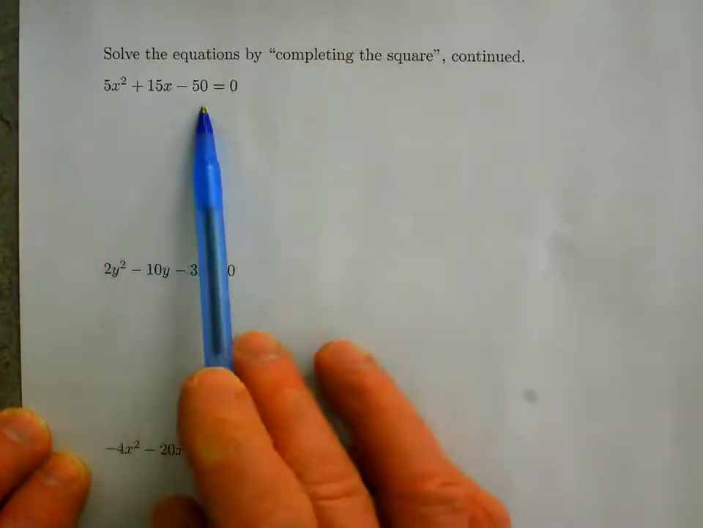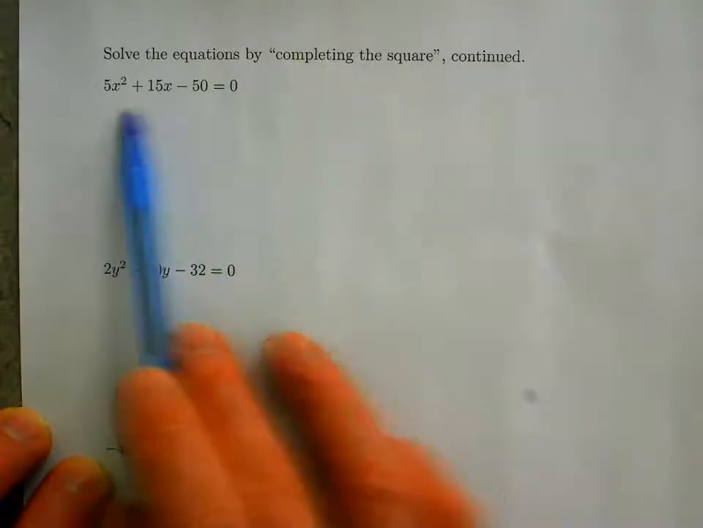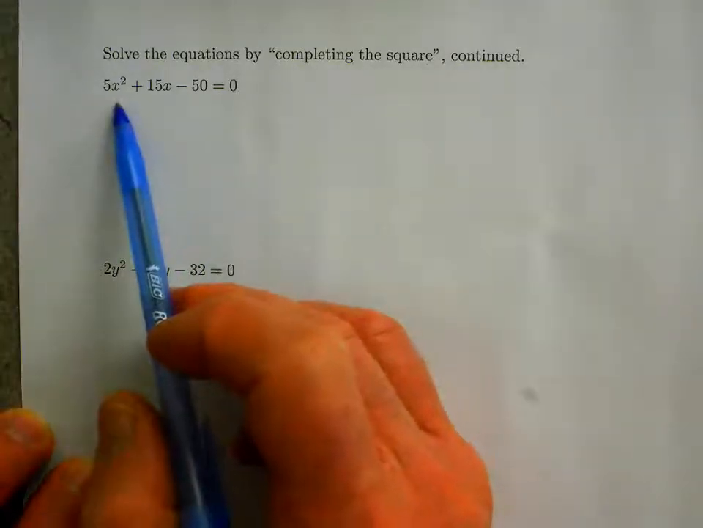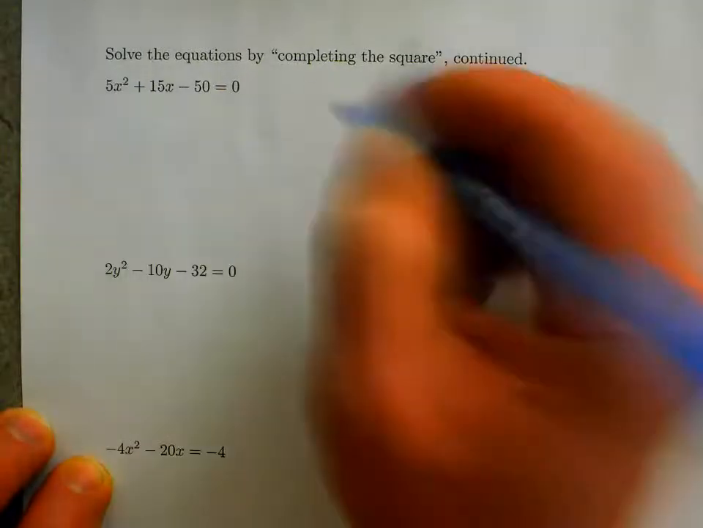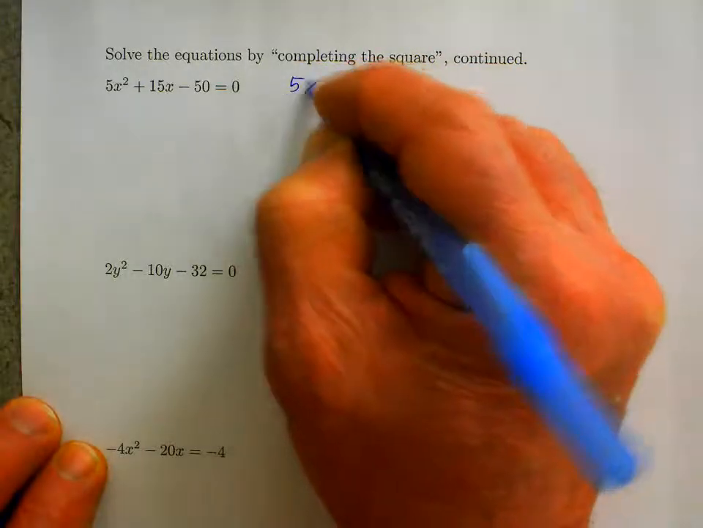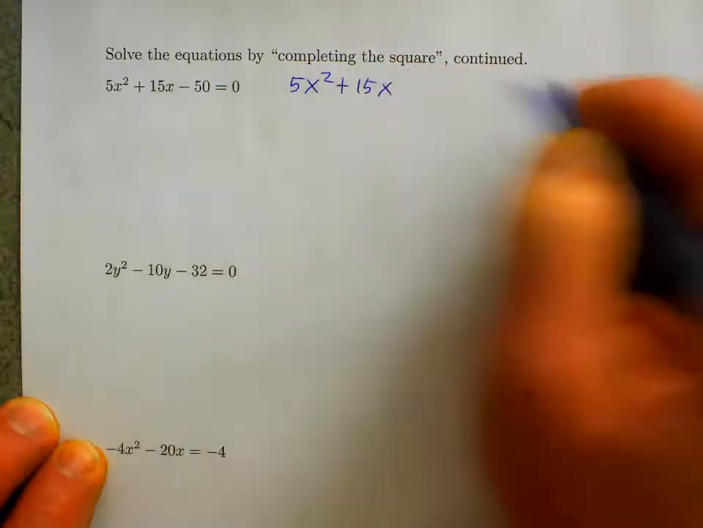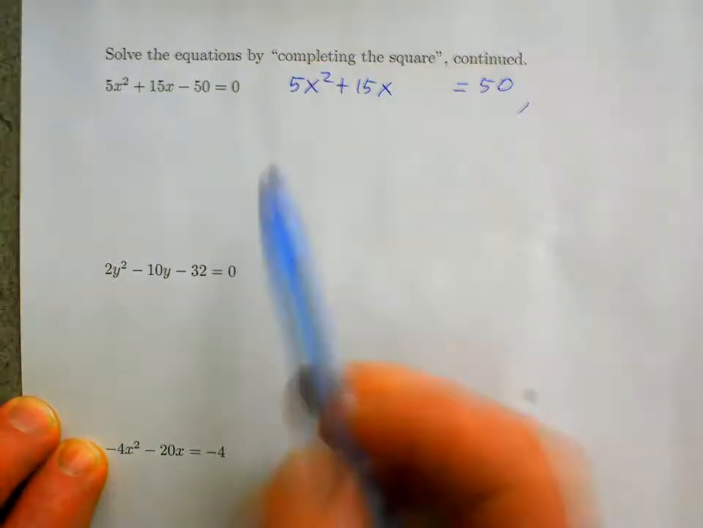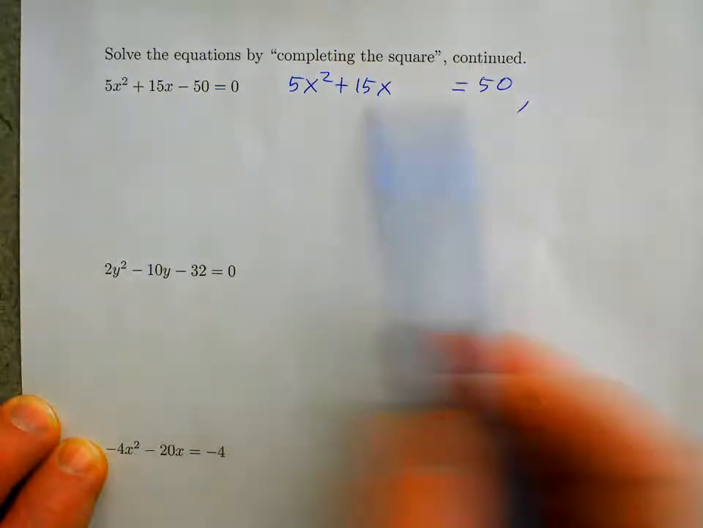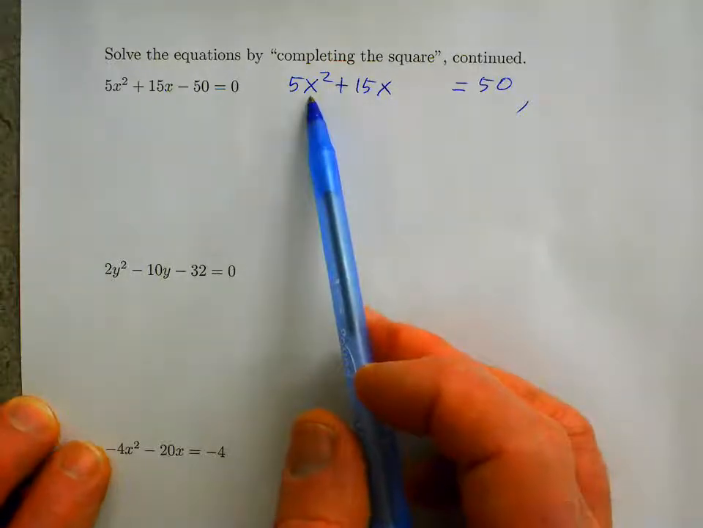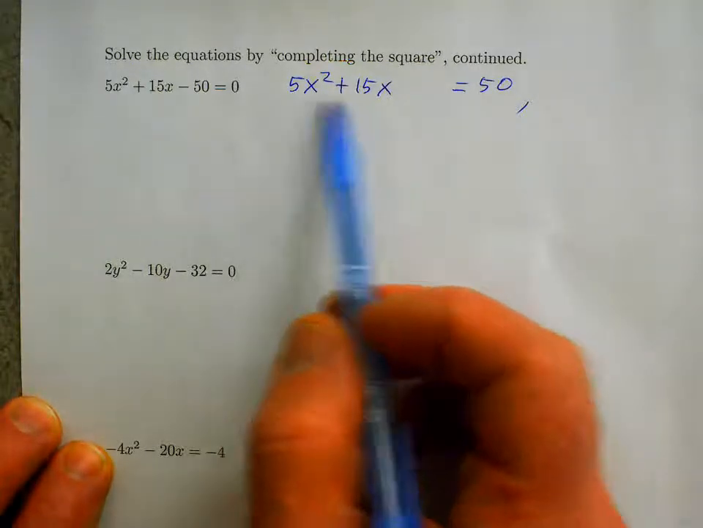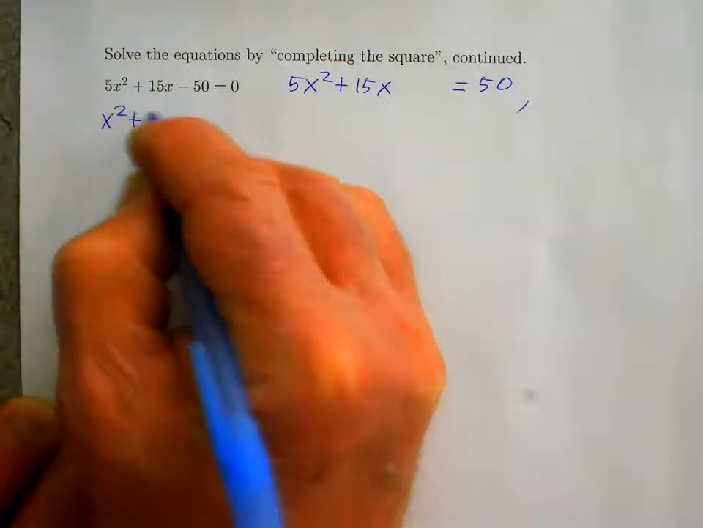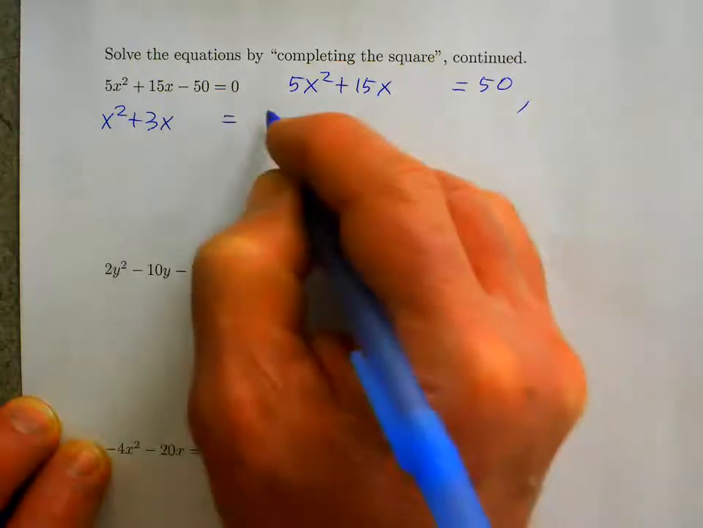Okay, so on this one, we can start by adding 50 to both sides because we want the x squared term and the x term on one side of the equation. So start by adding 50 to both sides. Then divide every term on both sides by the coefficient of x squared. So in this one, we divide every term on both sides by 5. And we get x squared plus 3x equals 10.